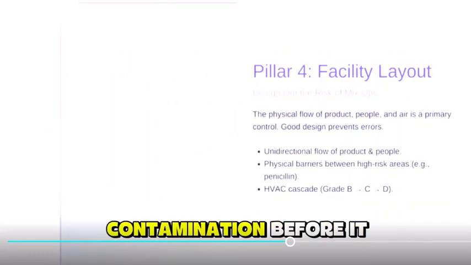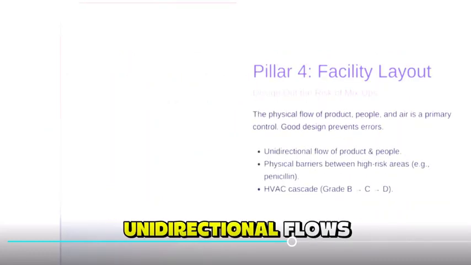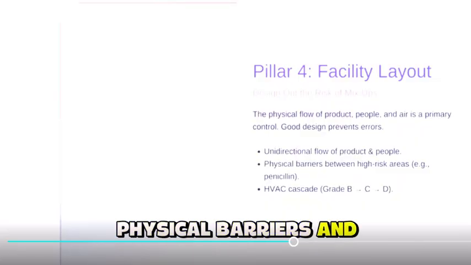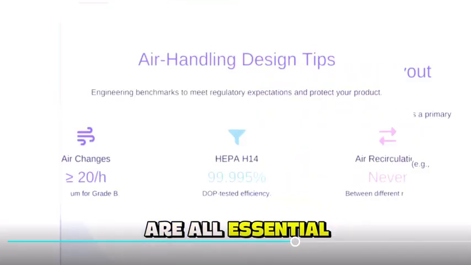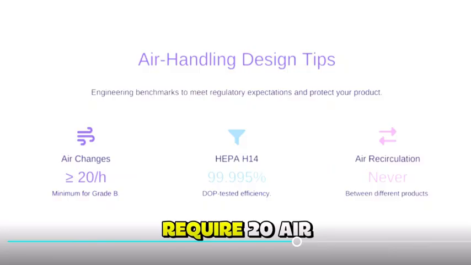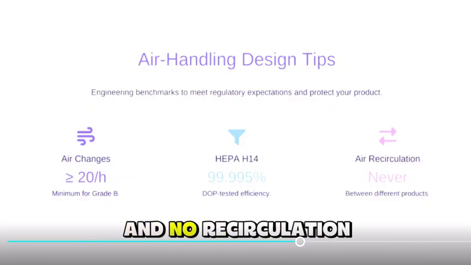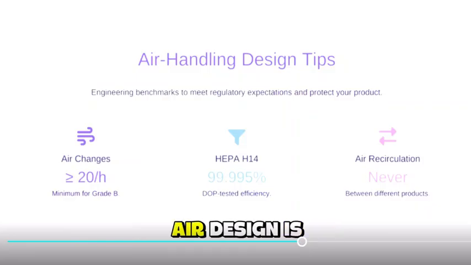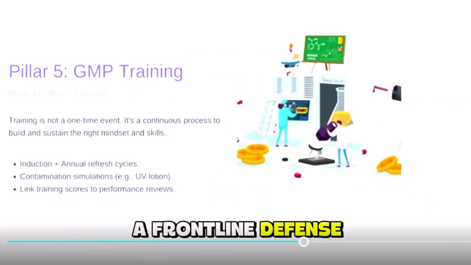Good design prevents contamination before it starts. Unidirectional flows, physical barriers, and HVAC cascades are all essential. Grade B areas require 20 air changes per hour, HEPA H14 filters, and no recirculation between products. Air design is a frontline defense.